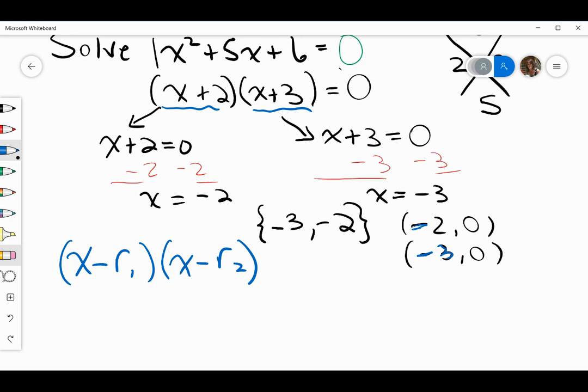So we knew before how to find the roots without this method. So why do we go through all the trouble for this method? I'm going to show you that in the next set of examples, okay?